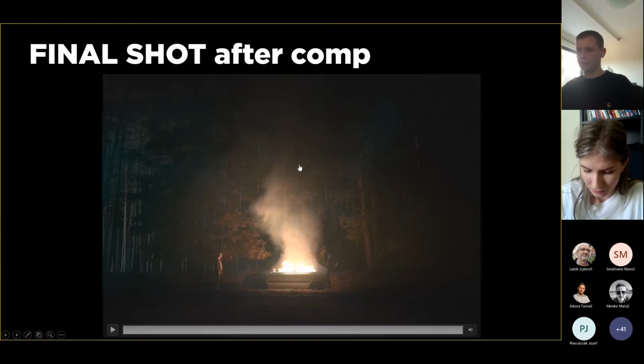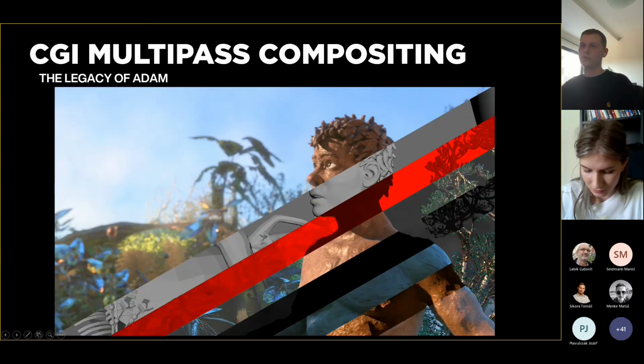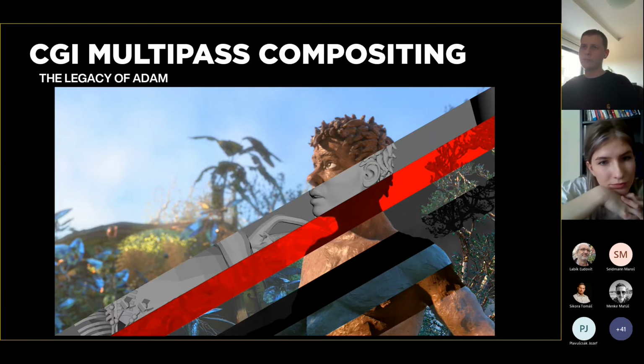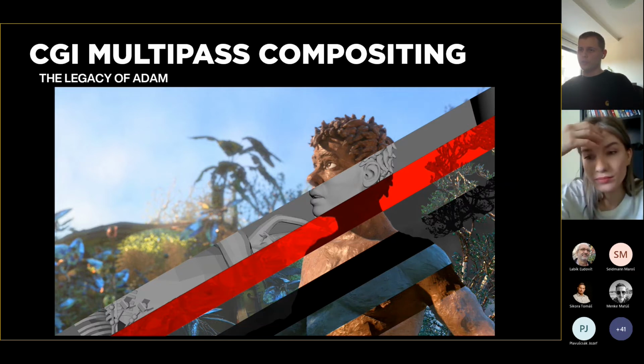So the next half part of my presentation is CGI multipass compositing. Together with my classmates and colleagues, we are currently working on a global project called The Legacy of Adam, where I created similar light atmospheres, but in 3D space. Multipass compositing is a very creative process where you can change any light layers of the shot by using multipass layers, which we will explain right now.